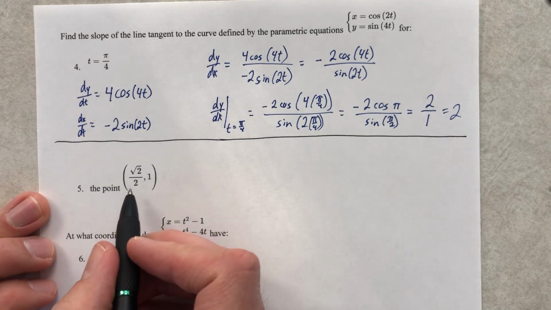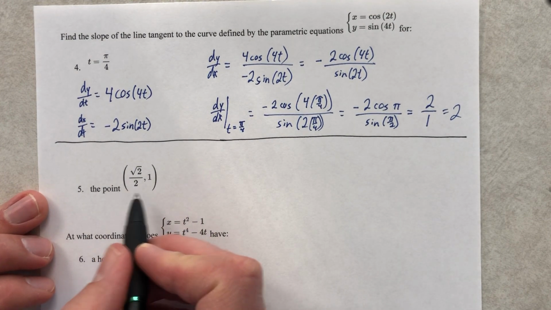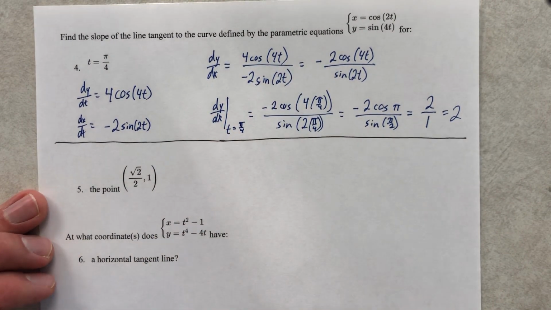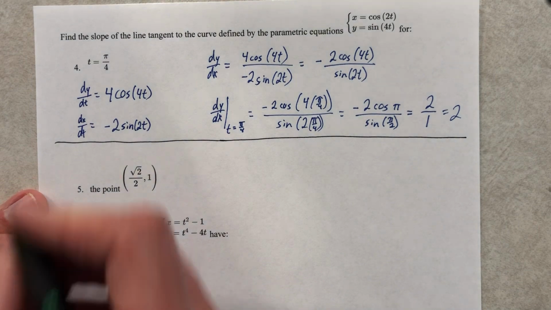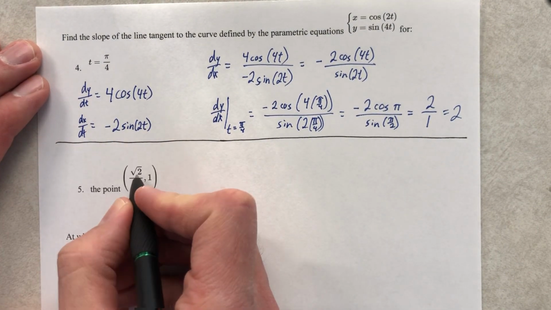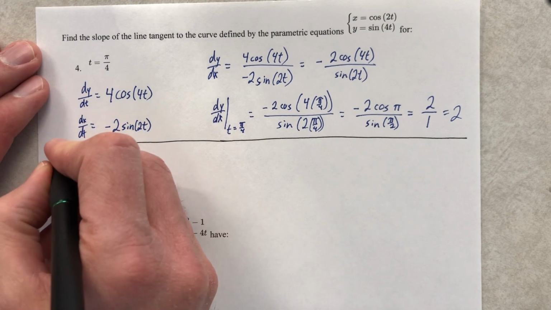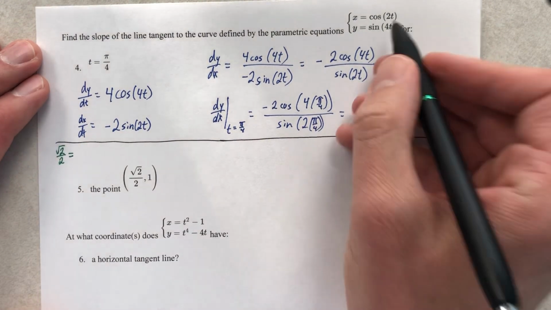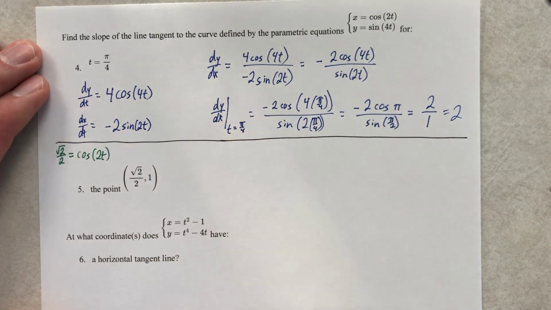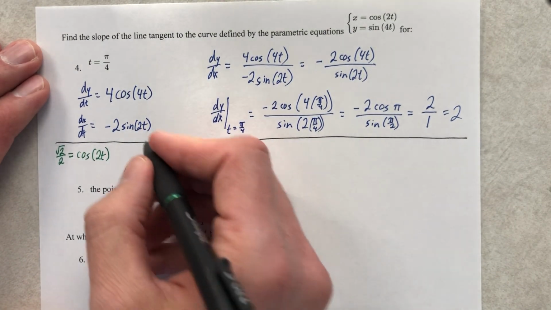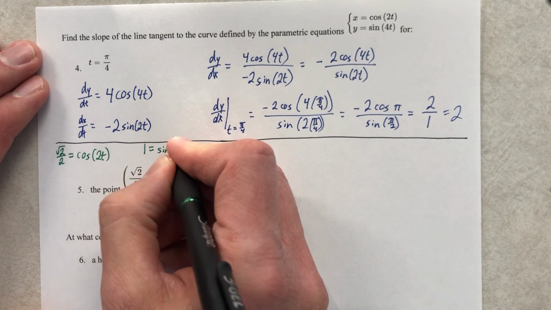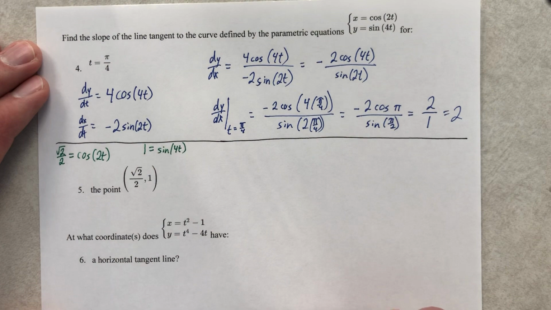Okay, I would like to know the t value associated with this. In order to find a derivative at a value, I need t. Well, I don't know t. They didn't give me t, but I can find it using a little bit of common sense here. So x is square root of 2 over 2, and that is equal to cosine of 2t. While we're at it, y is 1, and that is equal to sine of 4t. And we'll go from there.